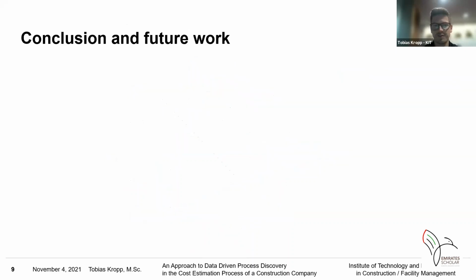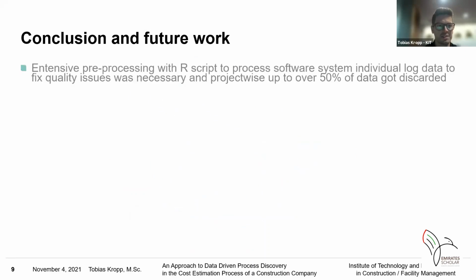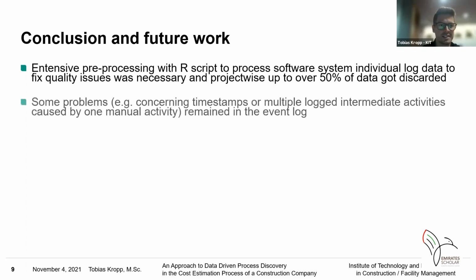So actually the conclusion and the future work of our case study was that we had to arrange an extensive pre-processing of the data, because it was really unstructured and there were some problems in the event log. So we lost a lot of data while pre-processing, and that's actually pretty bad for process mining analysis. There were still some problems concerning timestamps or multiple activities: one worker mainly does one activity, and the event log logged 3 or 4 activities at the same time, which were intermediate activities, for example. So we had more events at the same time.